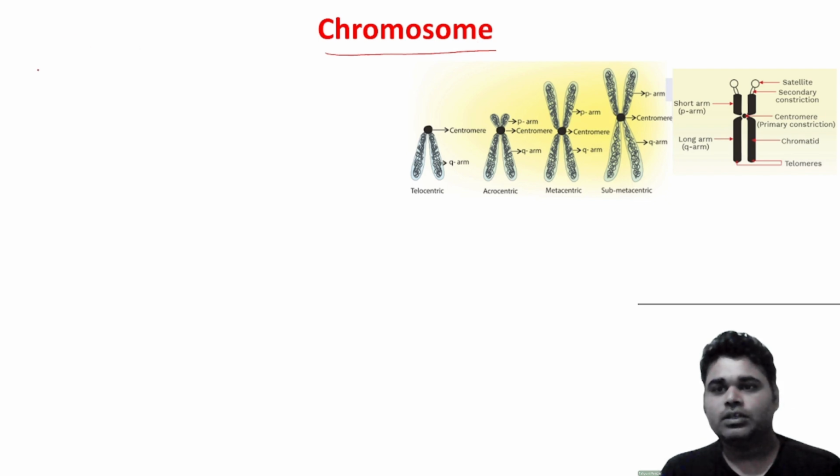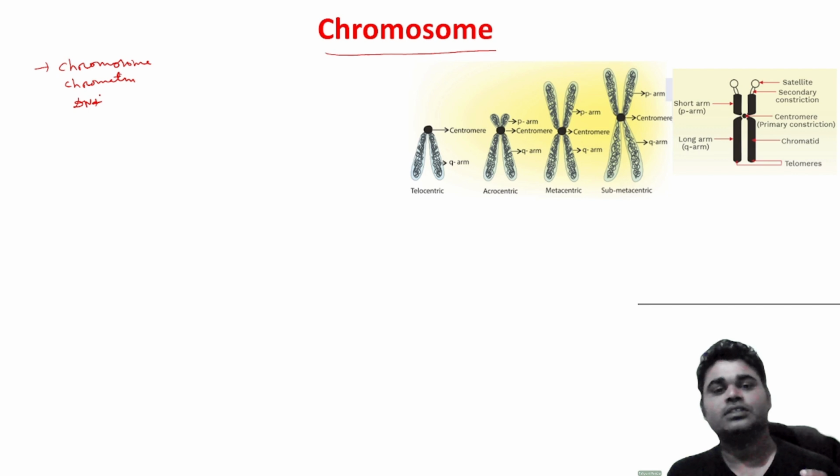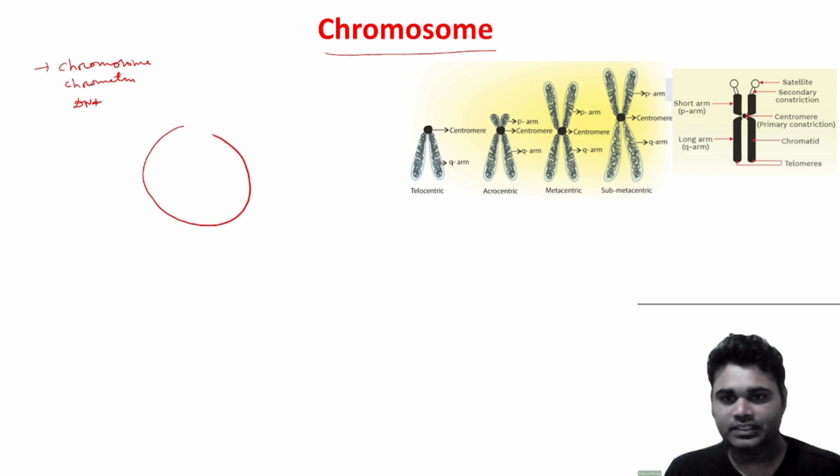You have already heard the terms chromosome, chromatin and DNA. So what is the difference between chromosome, chromatin and DNA? Now let's get into this. Let's suppose this is the cell cycle.